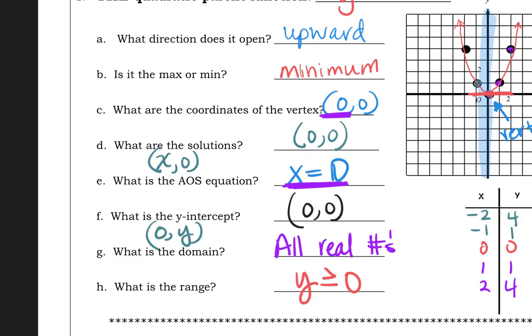So your range, you will have a number. It should always be y. All right, and it's either going to be greater than or less than a specific number.